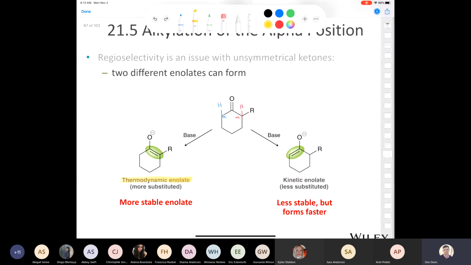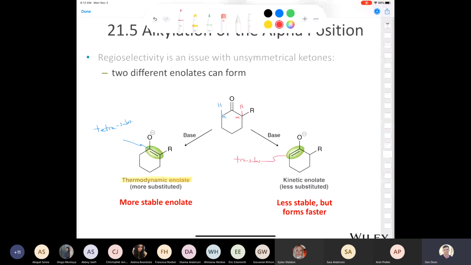Simply because the double bond is tetrasubstituted, right? This double bond is tetrasubstituted. Whereas the double bond over here, if I were to remove the proton in red, is trisubstituted.